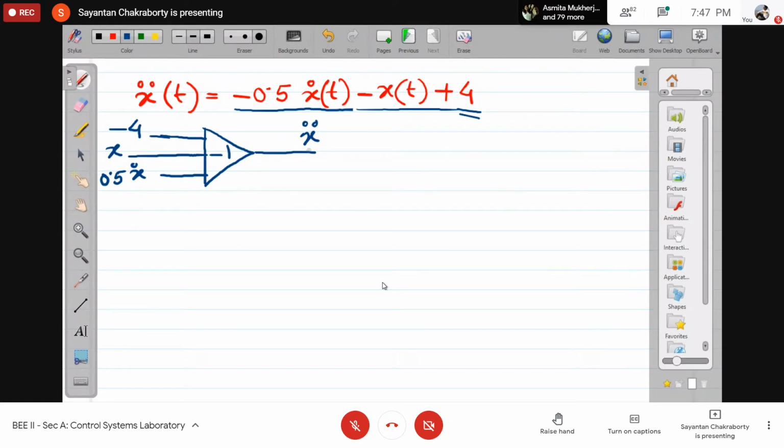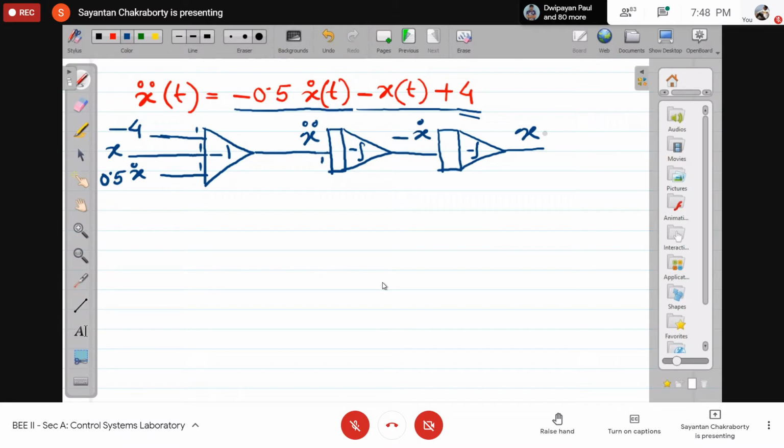So what I will do, I've already seen that if I put an integrator here, this is a symbol of integrator. Mind it, this is an inverting gain integrator. So what will you get at the output? You get minus x dot, right? Then this should be multiplied by 1. And then you get another integrator. What you'll get? You'll get x, right?